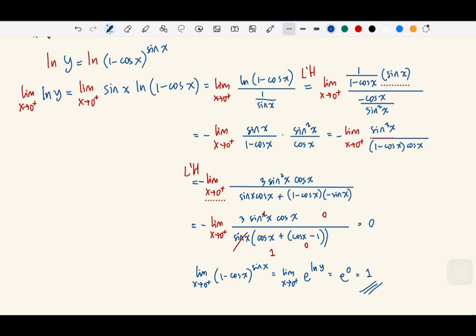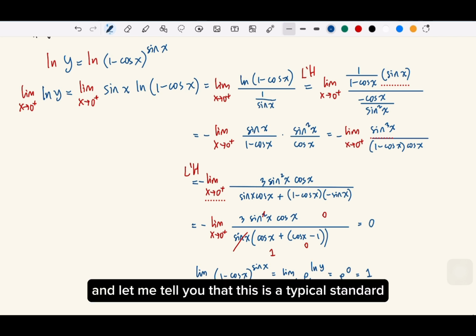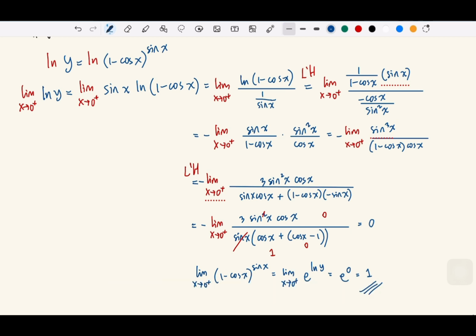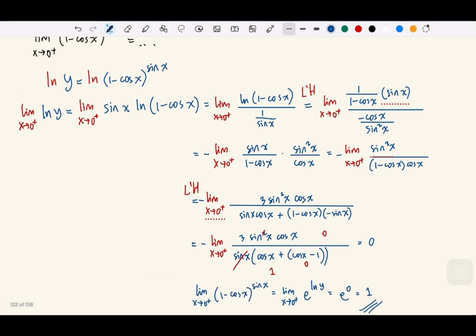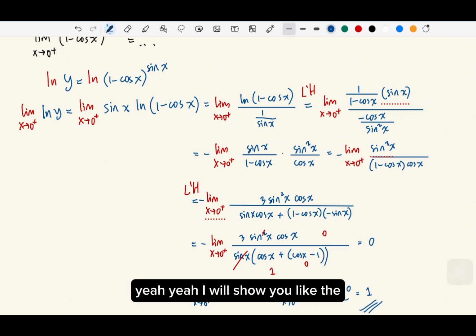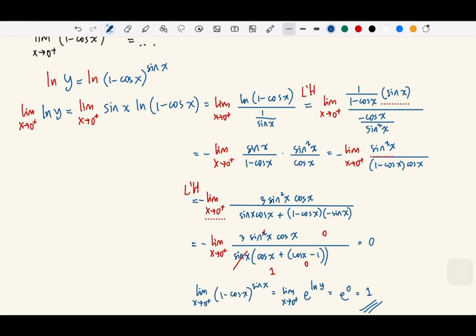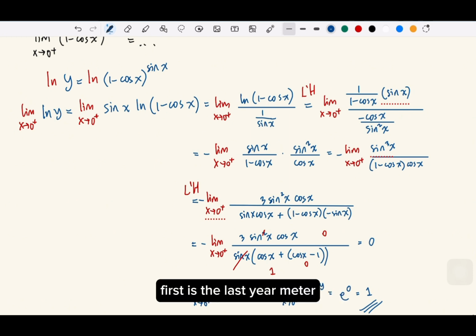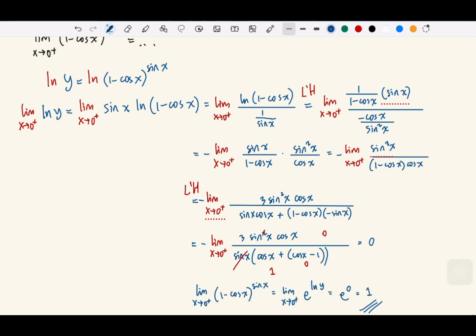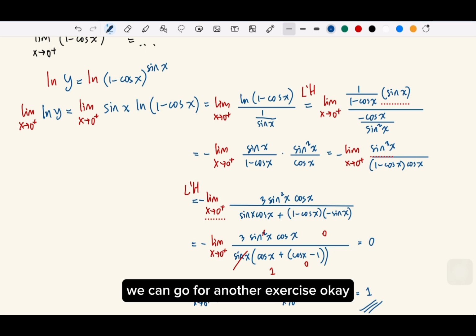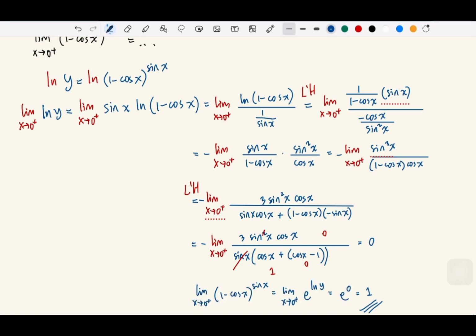Okay. Let me tell you that this is a typical standard question. So you need to be able to use something. We'll be giving you more, but later. I will show you the first is the last year midterm, what it looks like, and then perhaps if we have more time, we can go for another exercise.